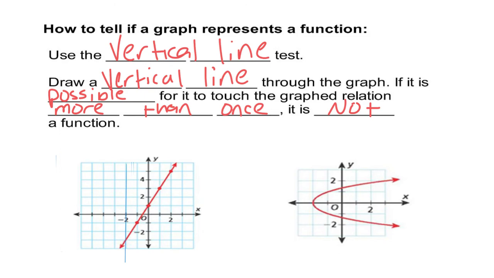If I continue picking it up and moving it, everywhere I move it to, no matter where I'm at on the line, it's still only ever touching the line once. That means that line represents a function.